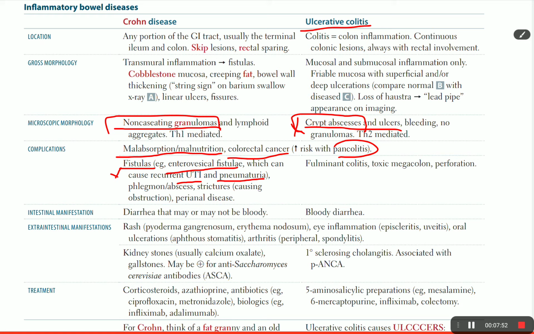The treatment for these diseases: corticosteroids and azathioprine, antibiotics like ciprofloxacin and metronidazole, and biologics like infliximab and adalimumab for Crohn's disease. But in ulcerative colitis, we have aminosalicylate preparations like mesalamine, 6-mercaptopurine, infliximab, and colectomy.